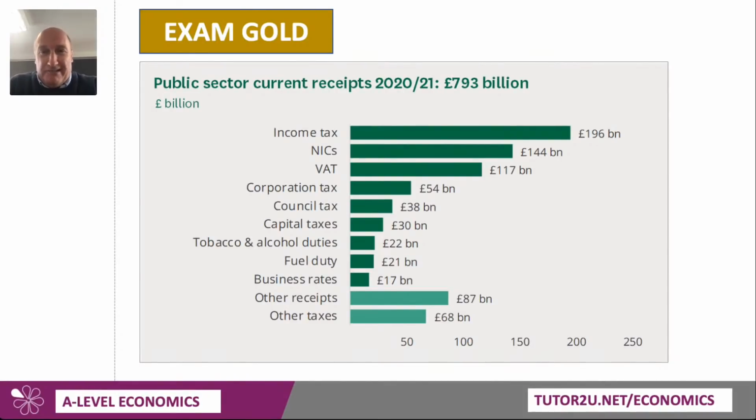You might want to take a screenshot here for your revision notes. Those were the tax revenues last year, which does include a part of the year of the pandemic, but income tax just under 200 billion, national insurance 144, VAT 117. Those are the 3 big ones, aren't they? Then corporation tax, council tax, things like duties on tobacco and other taxes. So those are the biggest taxes in the UK. We'll come back to this in a few minutes.